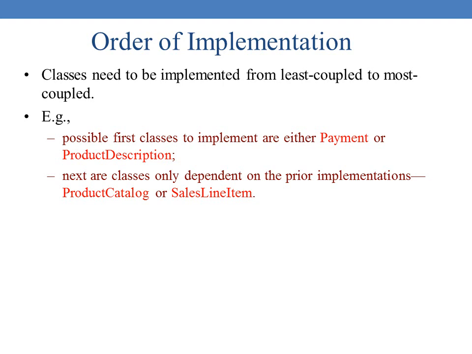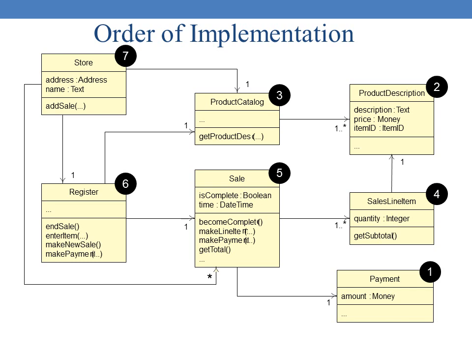Order of implementation: classes need to be implemented from least coupled to most coupled, so that we first create a business concept or payment concept, payment structures like that. For example, the possible first classes to implement are either payment or product description. Next are classes only dependent on prior implementations, such as product catalog or sales line item. So from least coupled to most coupled, like that we have to develop the system.